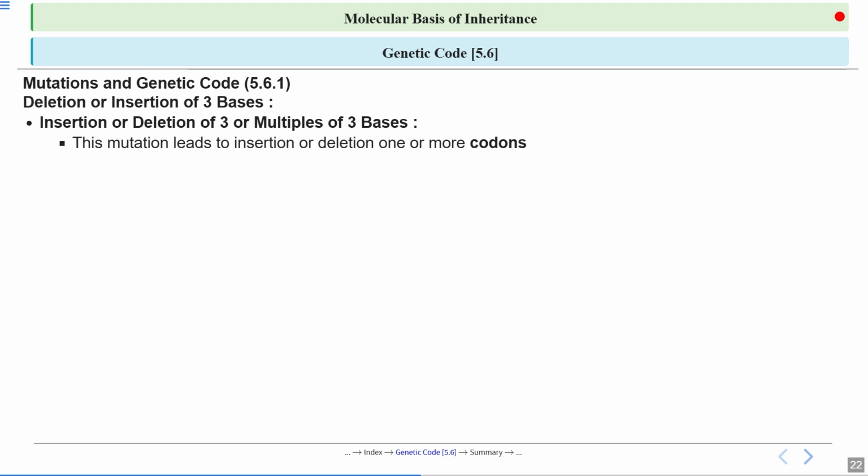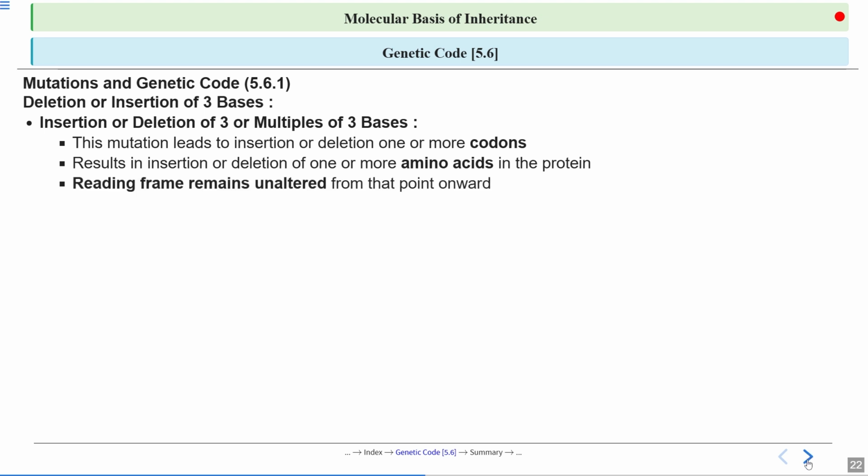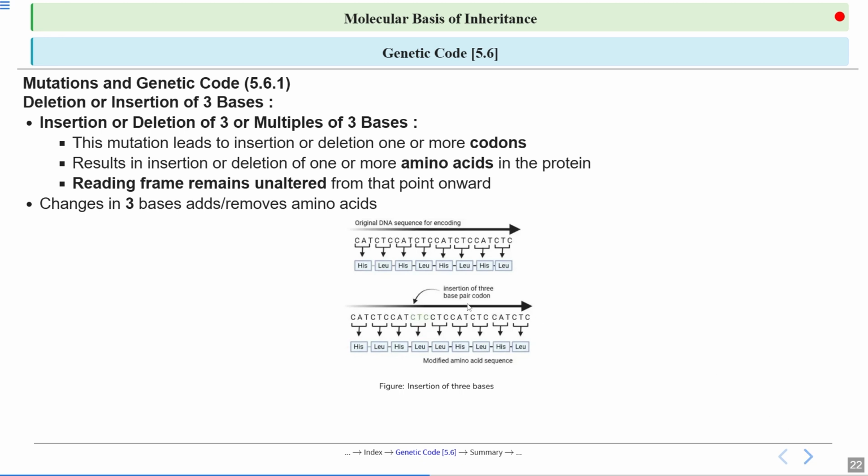It is not going to make any sense, because this time it is three bases. This mutation leads to the insertion or deletion of one or more codons. This results in the insertion or deletion of one or more amino acids in the protein, and the reading frame remains unaltered from that point onward. Changes in three bases add or remove amino acids.